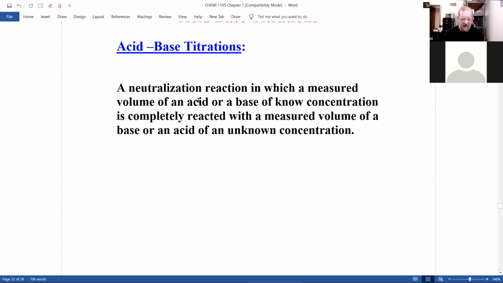It's a neutralization reaction in which a measured volume of acid or base of known concentration is completely reacted with a measured volume of acid or base of an unknown concentration. Concentration in this class means molarity.